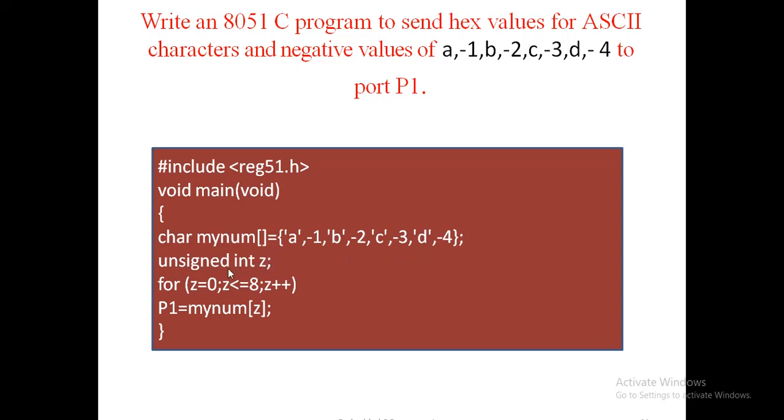Okay, unsigned int i equal to 0. Checking the condition, it is true. Minimum of 0. What is the first value? The 0th value is A, in the single quote. So ASCII value of A is transferred to P1. The next is i plus plus, it becomes 1. For true, minimum of 1 is -1. -1 means the 2's complement of -1 is FF. That FF is transferred to P1, and so on.